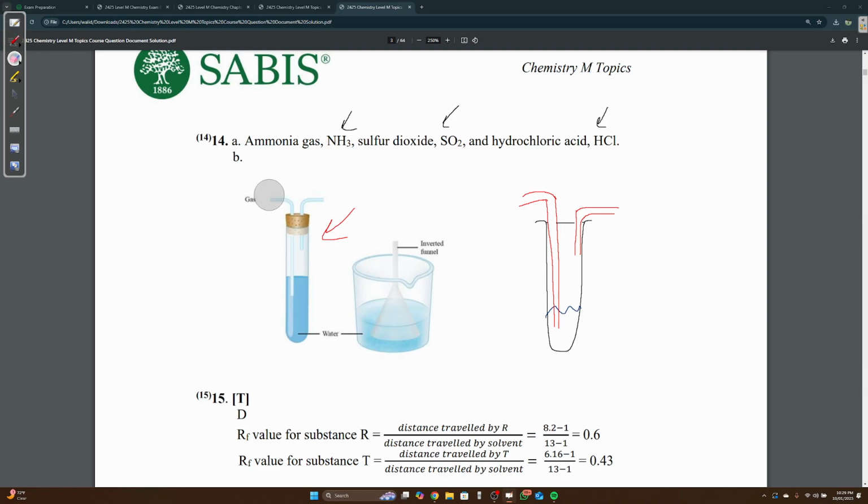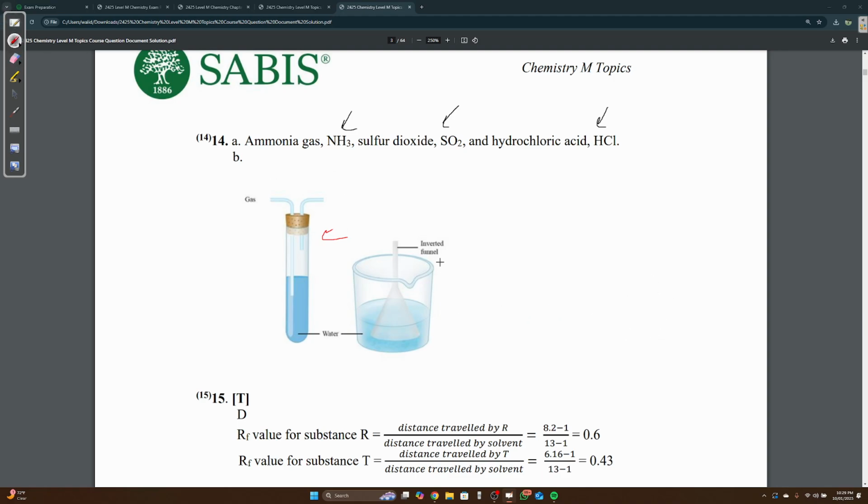Okay, very easy. Label it. Obviously, you're going to label this as the water, and you can label this as the gas in. You could say gas in. You have this one being the inverted funnel. That also works, of course.